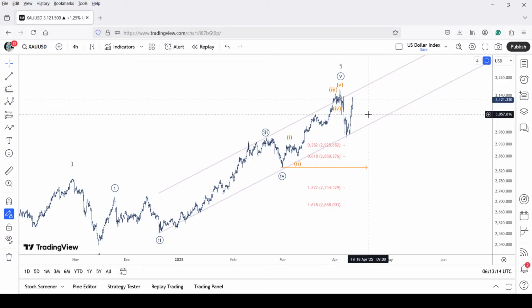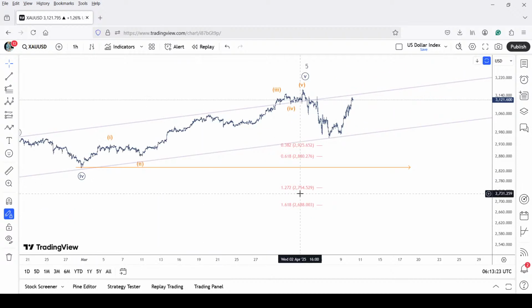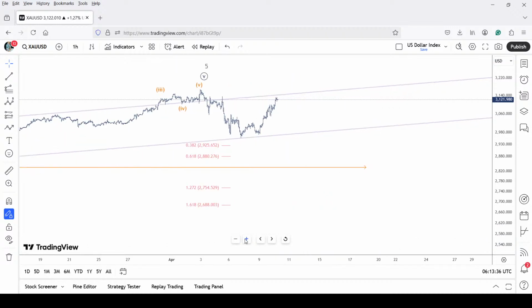Now, if you look at the rally, just a moment, let's go to the hourly chart. If you look at the rally which has unfolded since the low which was hit at 2957, now that rally itself is looking as an impulse, correct?